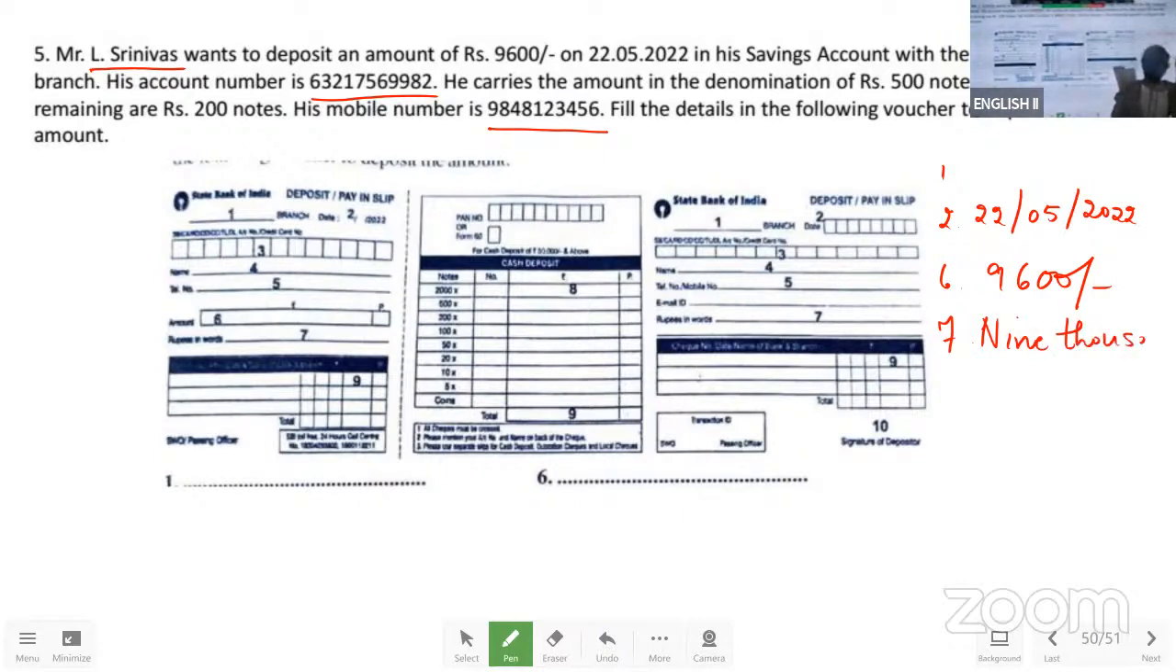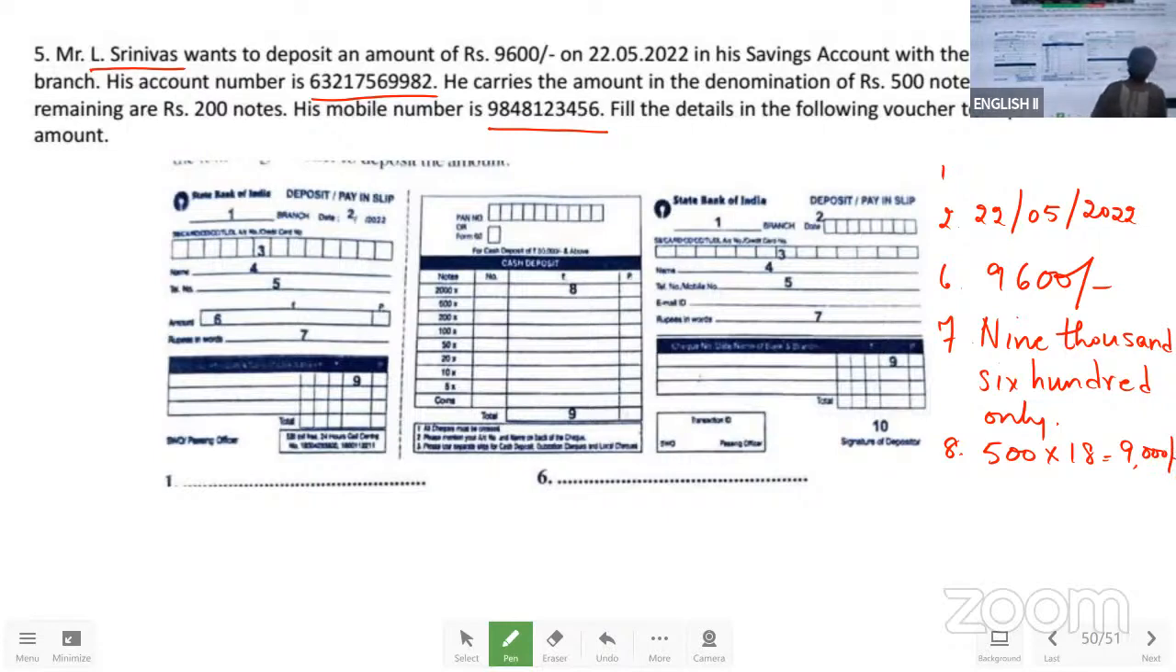And remember your spellings, children. Even simple spellings like thousands and hundreds, you make mistakes. See here, the word only is not mentioned, so it is better you mention it. Now coming to 8, it's the denomination. What denomination he said? 500 notes of 18, the remaining 200. So 500 into 18 is 9,000. So how much do you need for 600? 200 into 3 is equal to 600. Ninth one is the total. 9,600.